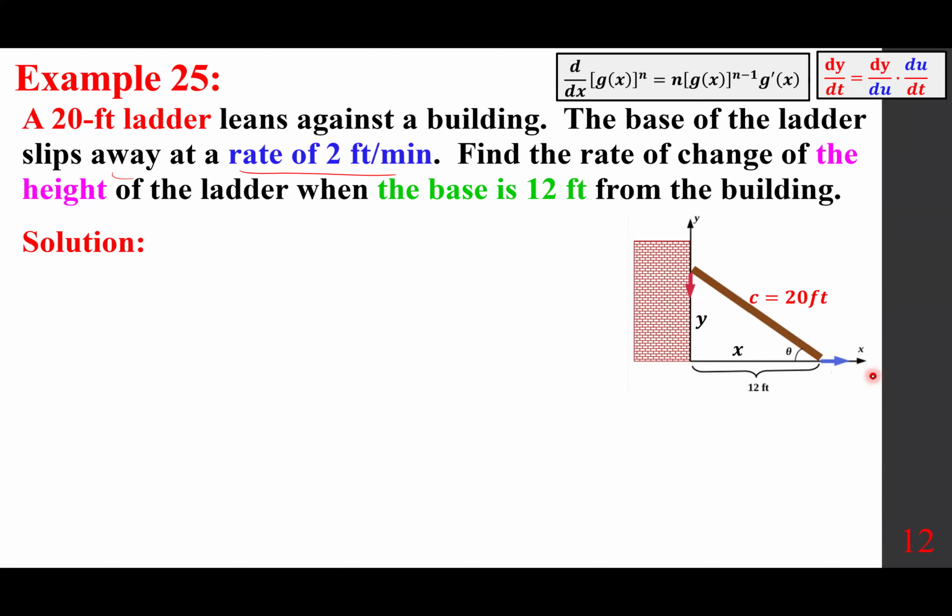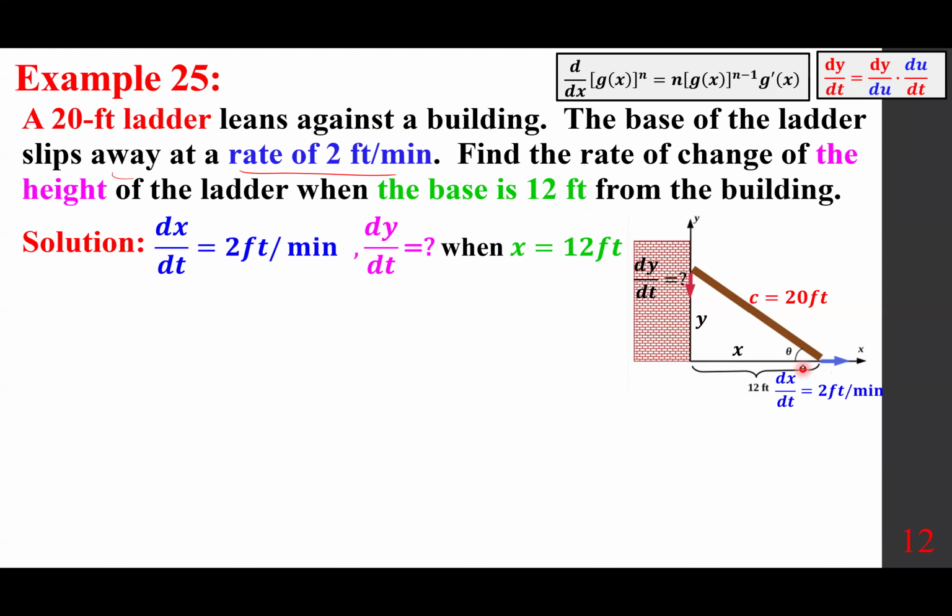As it moves this way, slips away, it creates a speed dx/dt, which is 2 feet per minute. Why dx/dt? Because we call this x. As it comes down, it creates the speed dy/dt. Why dy/dt? Because we call this one y. That's what we want. So dx/dt is 2 feet per minute. dy/dt is missing at the moment that the base x is 12 feet.